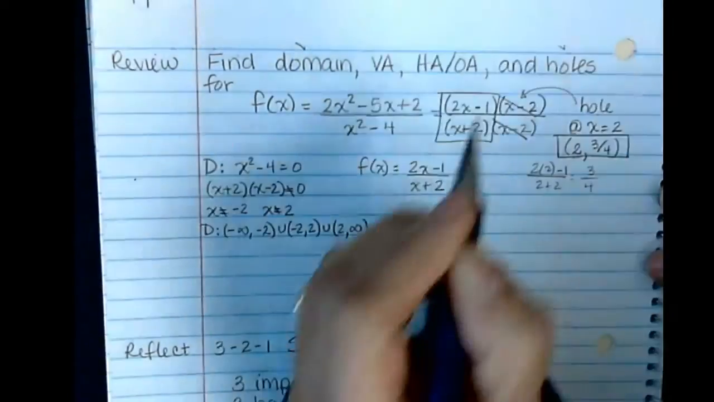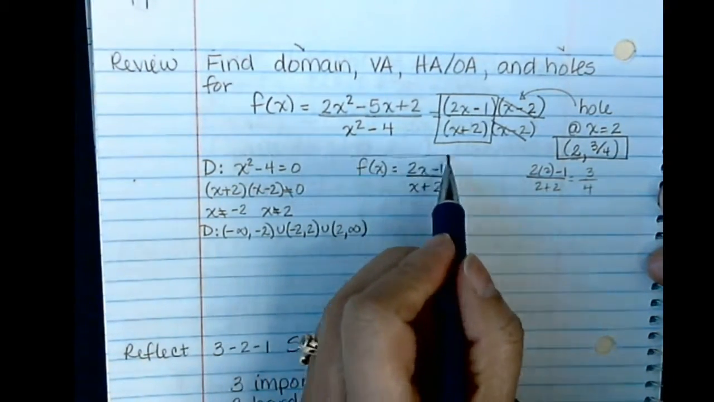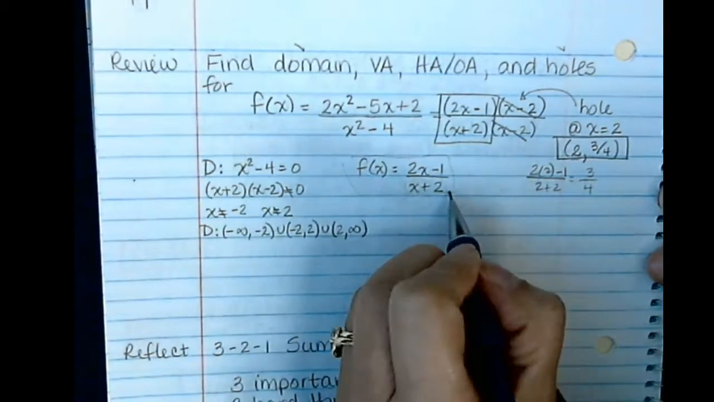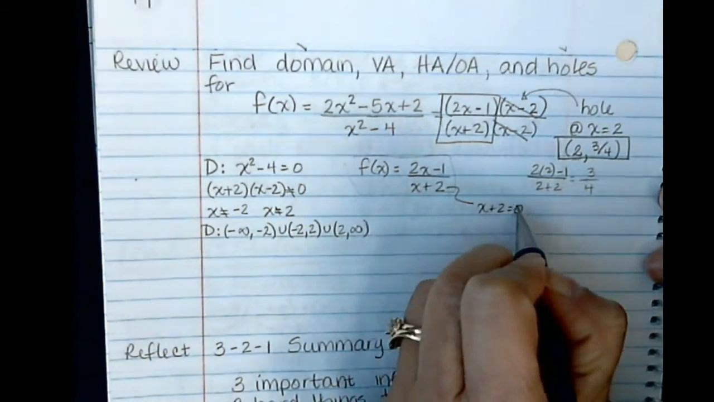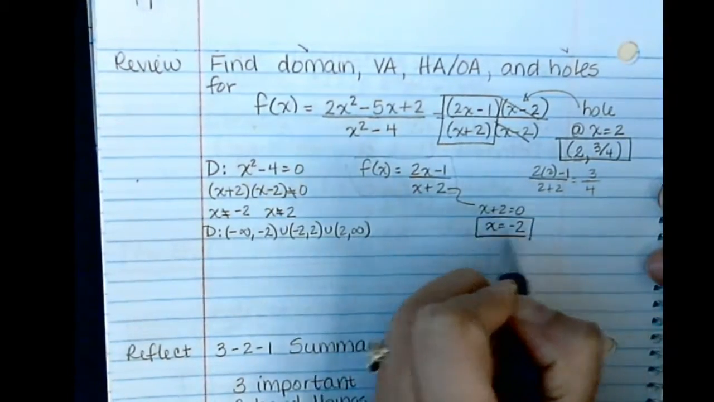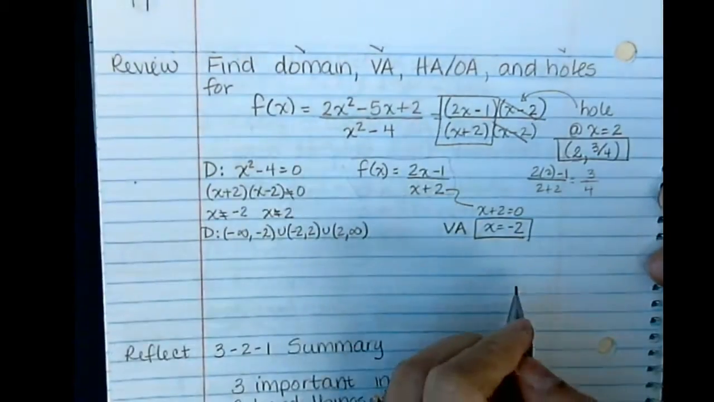So we found holes. To find the vertical asymptote, we looked at our reduced form that we have here, and we looked at the denominator. We set the denominator x plus 2 equal to 0, and we find x is equal to negative 2. This is our vertical asymptote. So we have found the vertical asymptote.